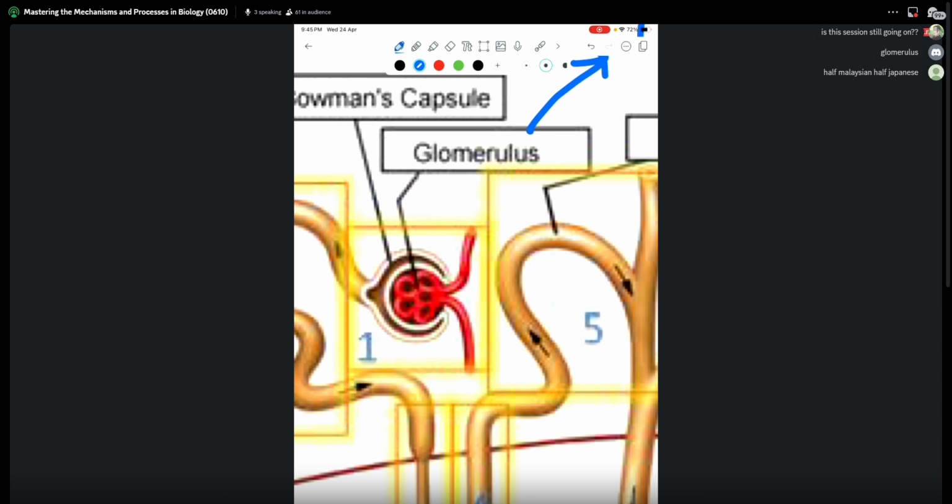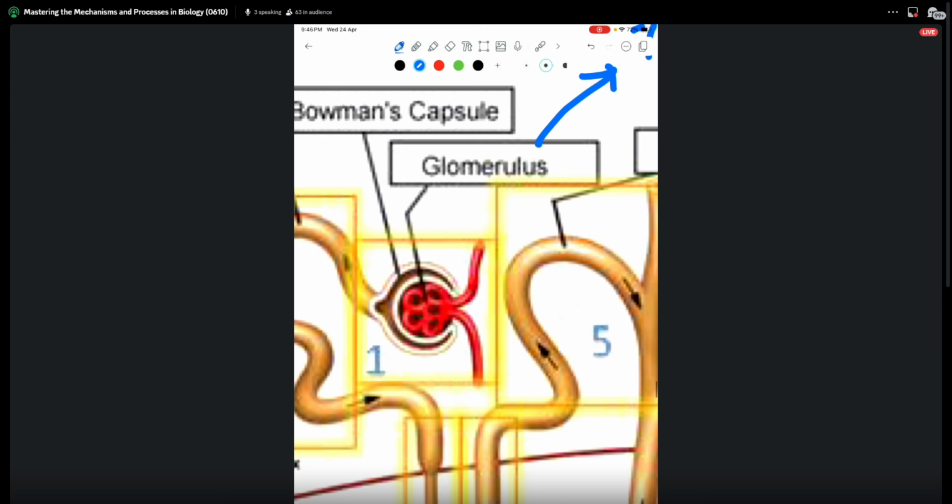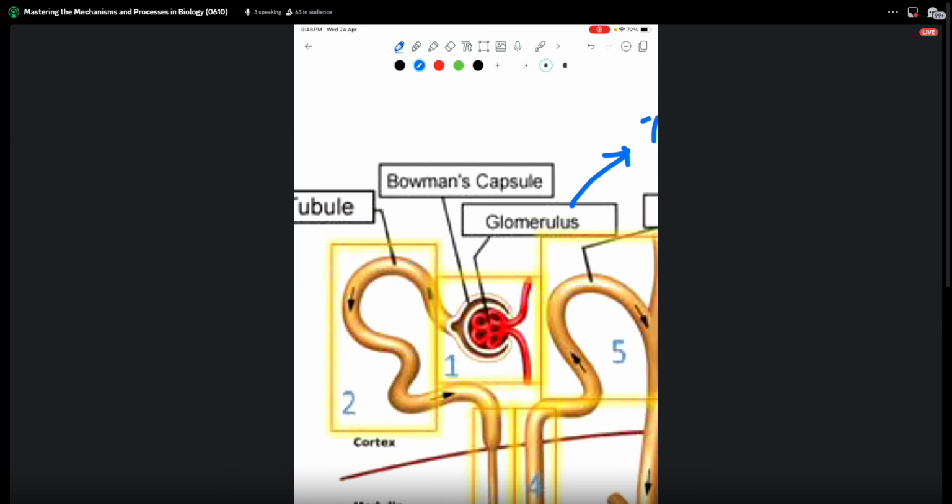So this filtration will filter all the protein, the red blood cell, the white blood cell, only to allow those more soluble things like the urea, the salts, the water. Ultra means big. So it's called big filtration. So you can remember this as the filtration of large molecules. Ultra is the word for big. So that's the ultrafiltration.